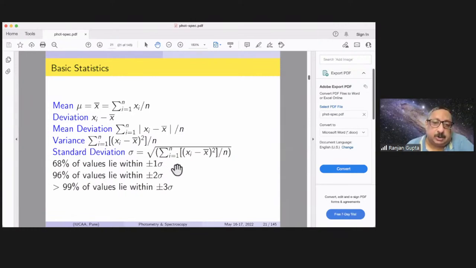When the scatter data, I will show in the next slide what it means, is within plus minus one sigma, sigma is standard deviation, then 68% of those values lie within that. And of course, plus minus three sigma means most of the data, 99%, is lying within that.